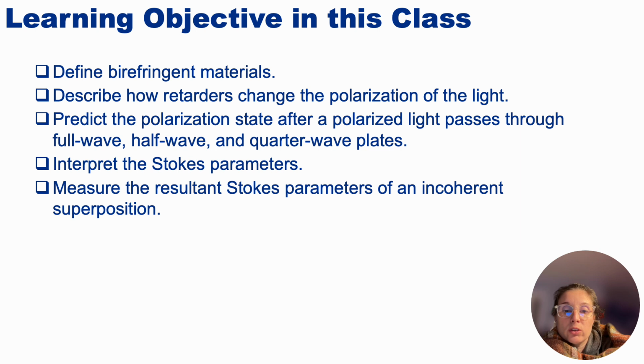We're going to introduce the Stokes parameters and interpret them in terms of how we can measure them. And then we're going to assume we have an incoherent superposition of two polarized beams, and we're going to talk about the resultant Stokes parameters.